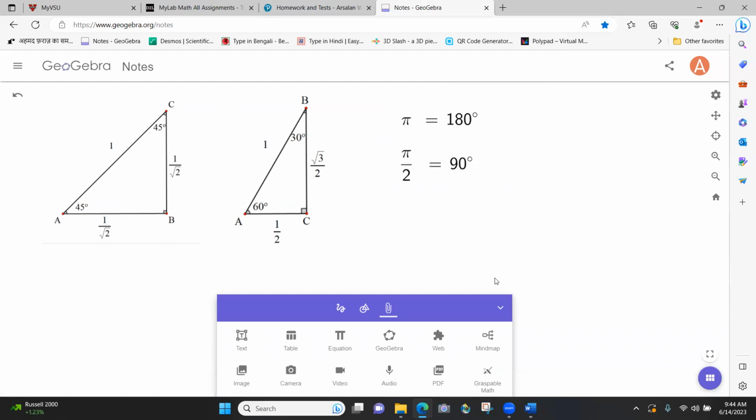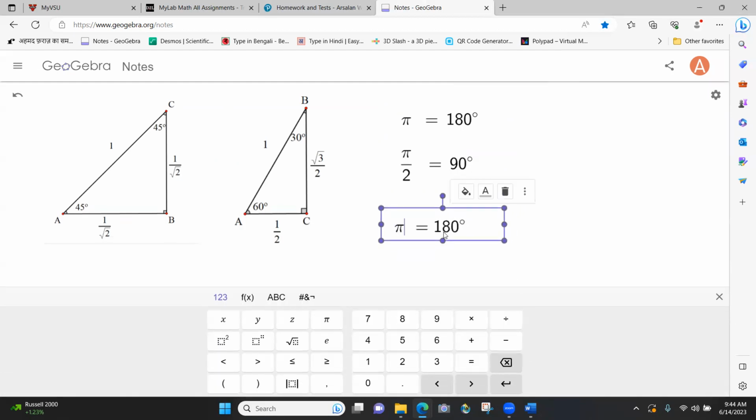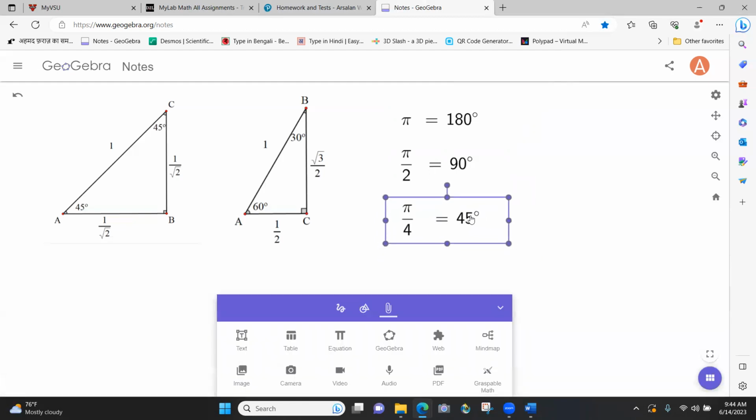Well, what if I divide it by 4? That's also a good one. Pi over 4, sorry, it's going to be 45, so I'm going to write it here. Pi over 4 is 45. Another one you want to remember. Then there are 2 more.